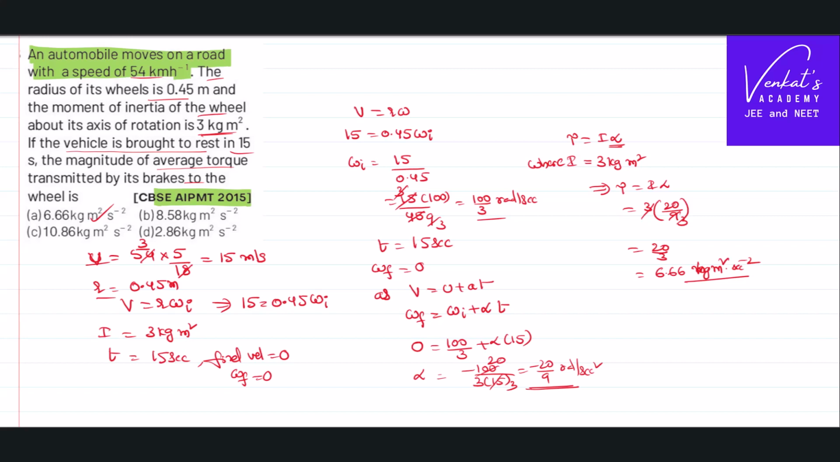This is how we solve the problem. So be careful that you want torque. So I alpha, I is given, you need alpha. To get alpha, I had first calculated initial angular velocity. As it came to rest, final angular velocity equal to 0. And I used the formula omega f equal to omega i plus alpha t. From that, I calculated alpha, and then I substituted here to get that answer.